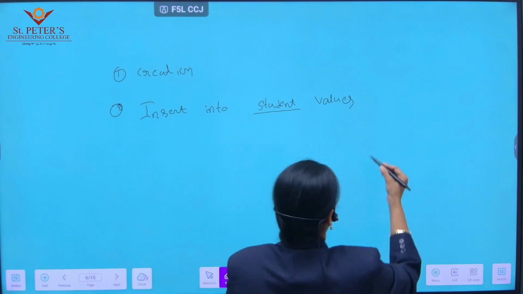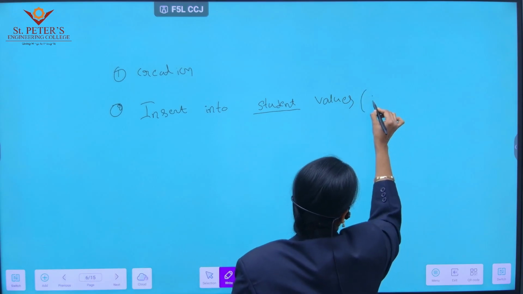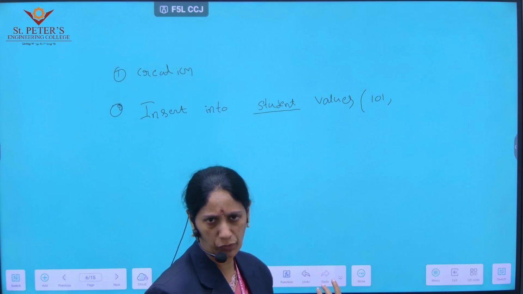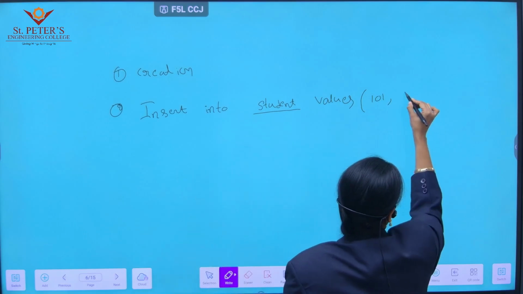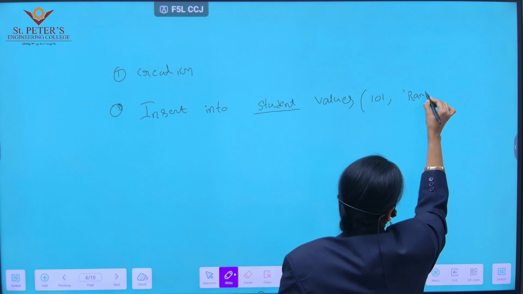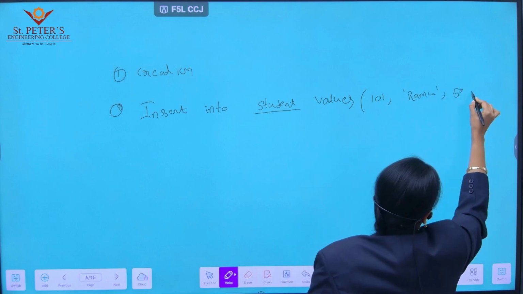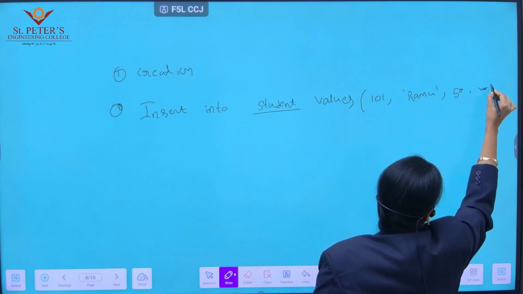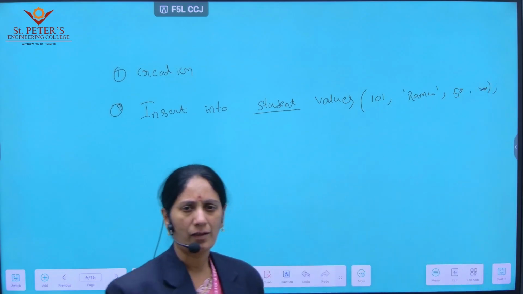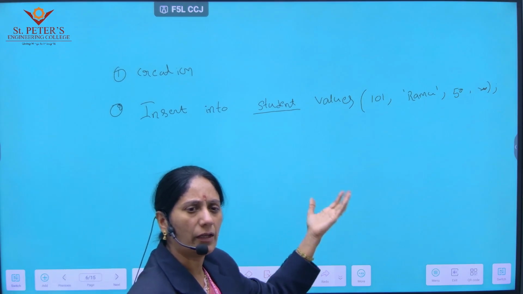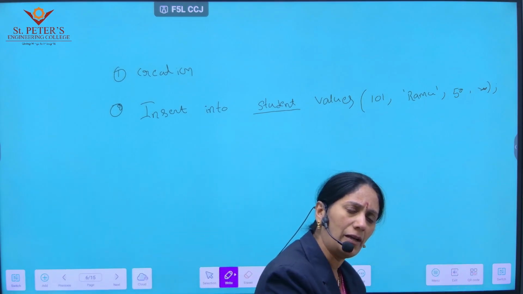Insert into student values, 101. The first column name is student ID, and the second is student name, some name like Ramu, then student marks 50, and student phone number. Yes, we use the insert command in order to insert the data in the database.